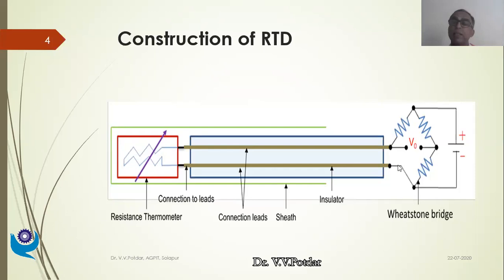As this resistance increases, the bridge becomes unbalanced and I get some impressed output voltage. This delta V, the change in output voltage, is proportional to the change in resistance, delta RT. This change in delta RT is proportional to alpha into delta T. Alpha is the temperature coefficient of resistance corresponding to this wire. So this is how the temperature change can be correlated with resistance change, and resistance change can be correlated with voltage change. So this is the analog voltage output I'm getting.